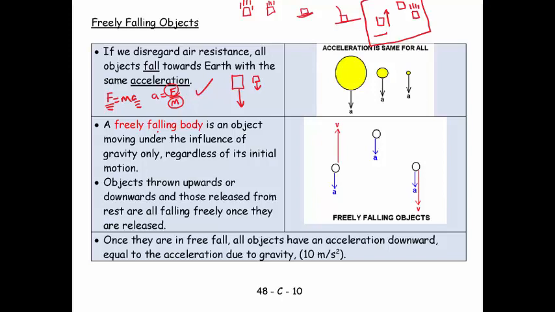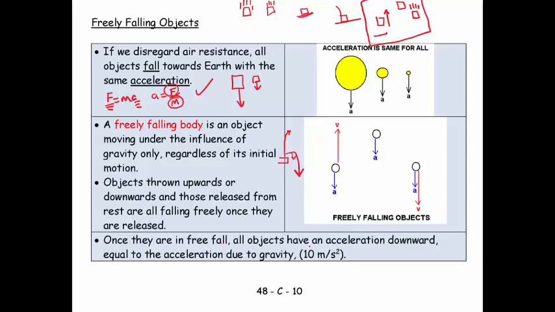So that's very interesting. And then the second thing we say is a free falling body is an object moving under the influence of gravity only, regardless of its initial motion. Objects thrown upwards or downwards, or those released from rest, are all falling freely once they are released. So if I have a diver and the diver jumps upwards, as soon as they leave the board, they're in free fall. If the diver just steps off the board, as soon as they leave the board, they're in free fall. And if a diver was to grab hold of the board and pull themselves downwards with a big initial velocity, once they leave the board, they are still in free fall, because free fall is about having only gravity act on you, so you have the acceleration due to gravity.